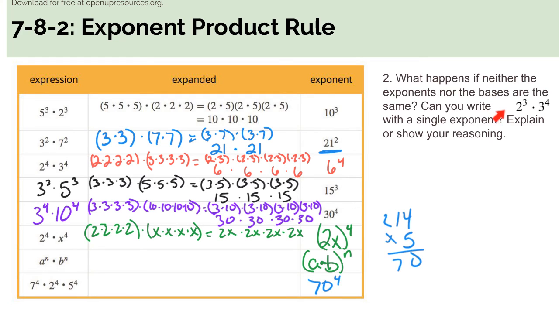Lastly, on number 2, what happens if neither of the exponents nor the bases are the same? For example, could we write this with one exponent? And no, we cannot. The exponents have to be the same for the rule that we just saw to work. For other exponent rules to work, the bases would need to be the same. So if neither of those are the same, it's not going to work.